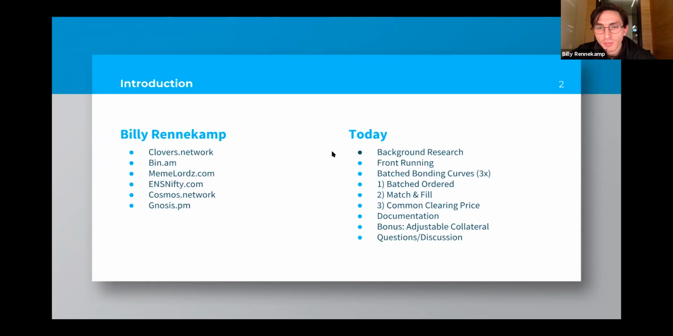I've got some documentation for all of this work. There's a GitHub repo, there's an observable with a lot of nice graphs and numbers you can play around with. As Devin mentioned, I'm also going to talk about adjustable collateral a little bit. That's a little bit separate of a topic, so I just put it as a bonus at the end. And then, yeah, questions, discussions, which I think should be able to lead into the open floor stuff.